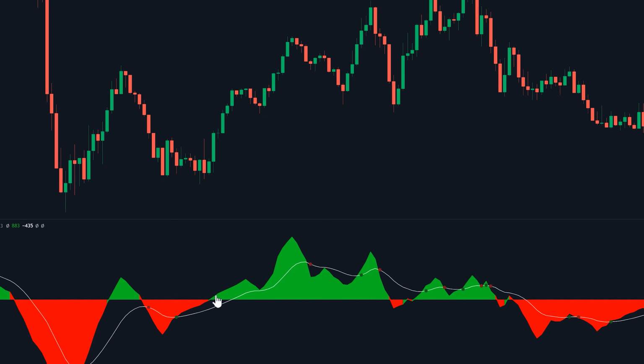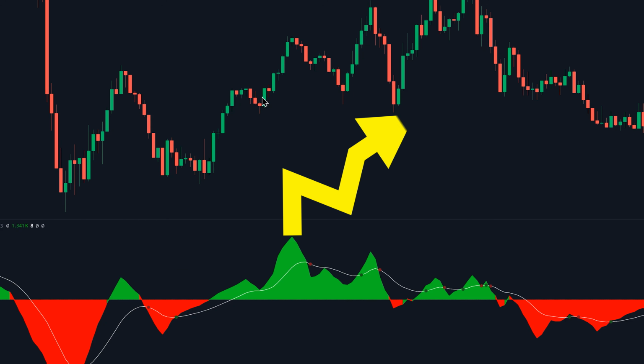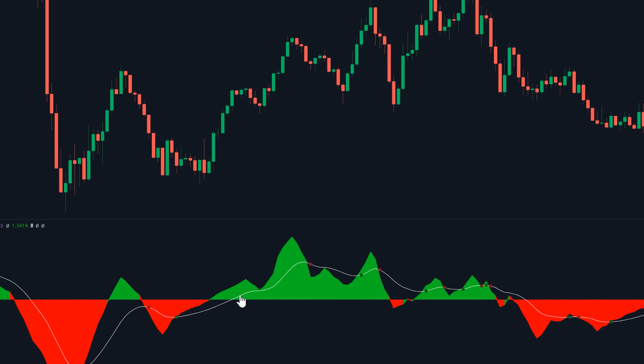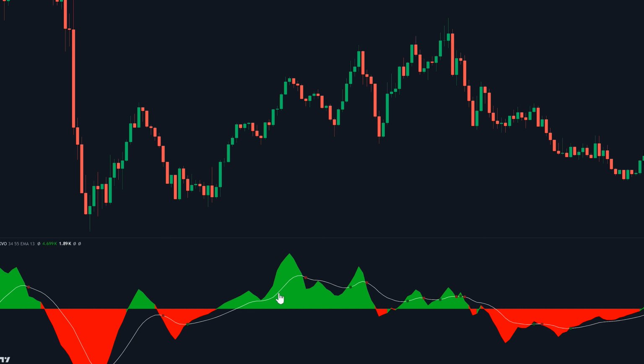Whenever this histogram is colored green, that indicates bullish volume. A signal line above the zero level, but inside the green histogram indicates that the bullish momentum of the market is increasing. As soon as this signal line gets outside of the green histogram, that may indicate a slowing down of the bullish momentum, which could be due to a retracement or a potential trend reversal to the downside.